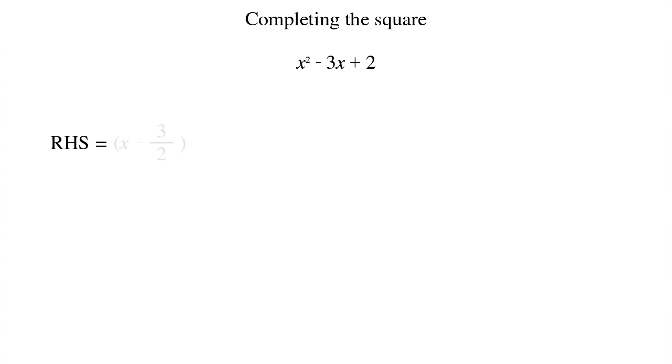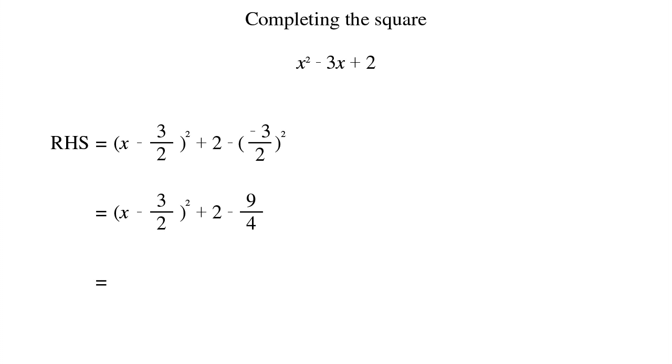That's x minus 3 over 2 squared plus 2, and the final step is to subtract negative 3 over 2 squared. So we have x minus 3 over 2 squared plus 2 minus 9 over 4. And that's equal to x minus 3 over 2 squared minus 1 over 4.